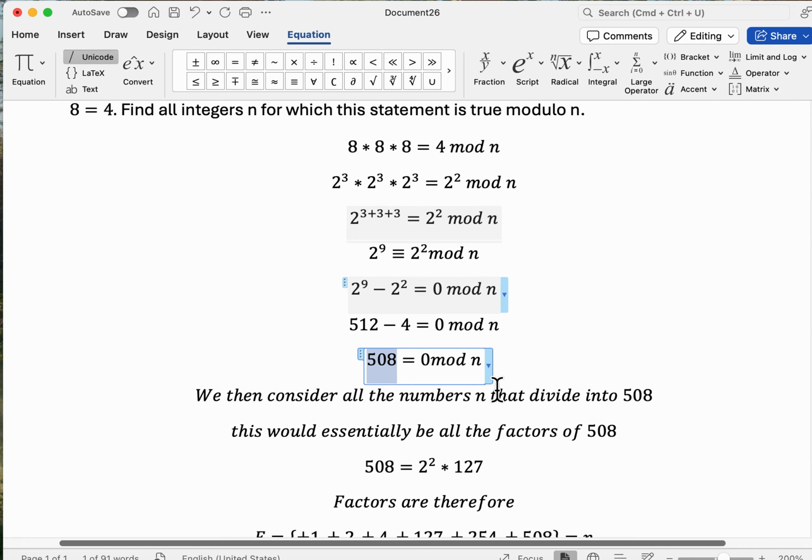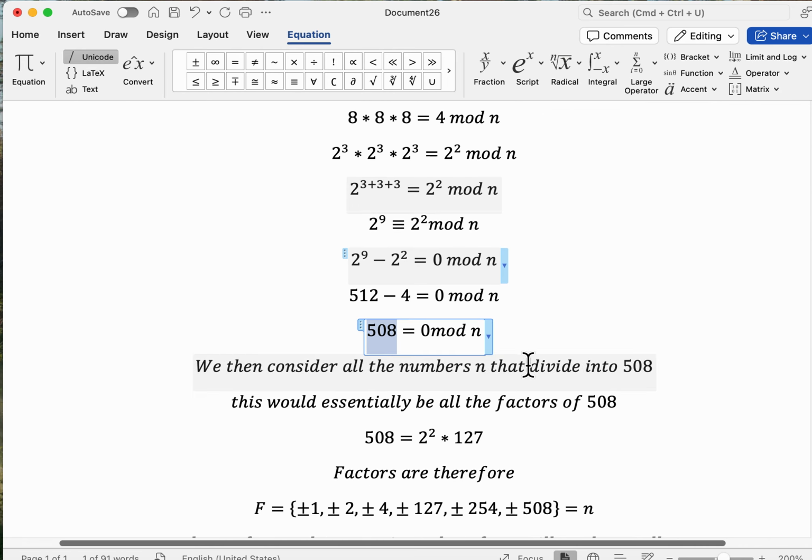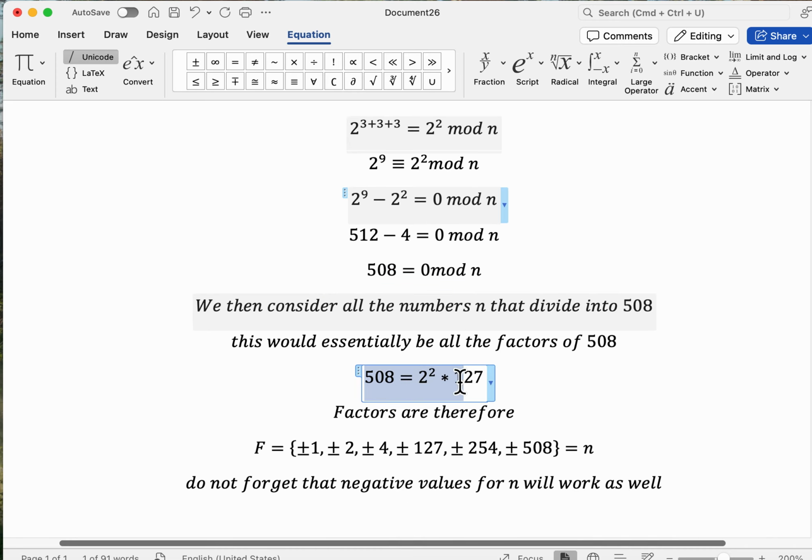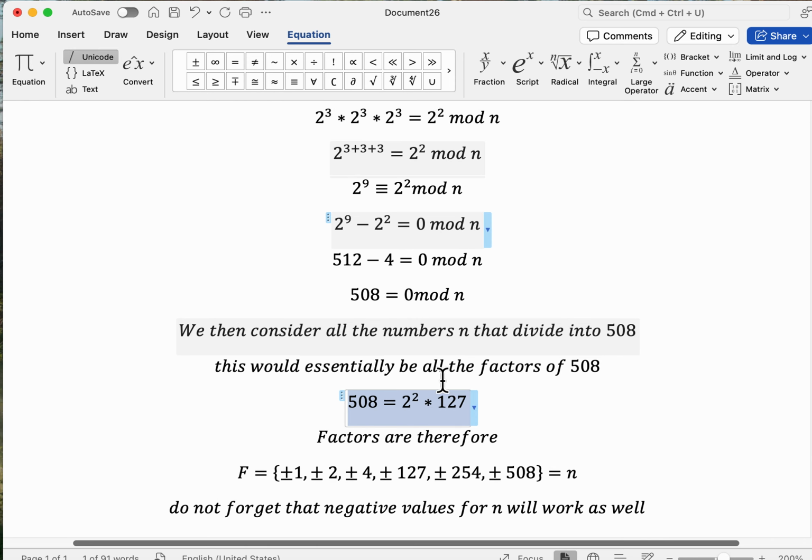From there, all you need to do is consider all possible integers that divide into 508. So you can prime factorize 508 this way. It's going to be a lot of annoying calculator work. 2 squared times 127. And then find the individual factors from it.